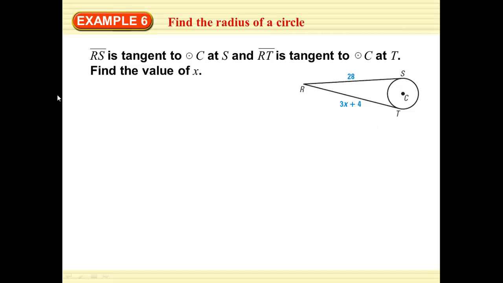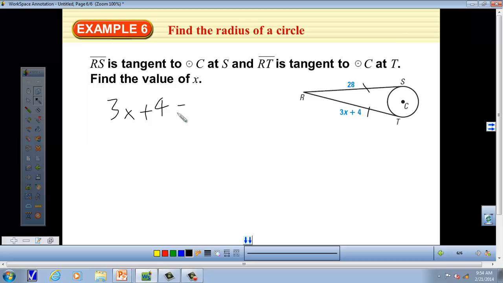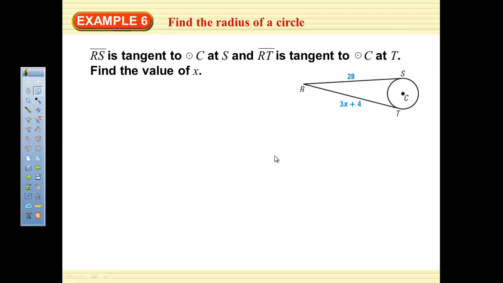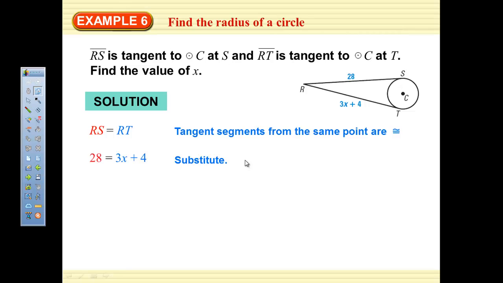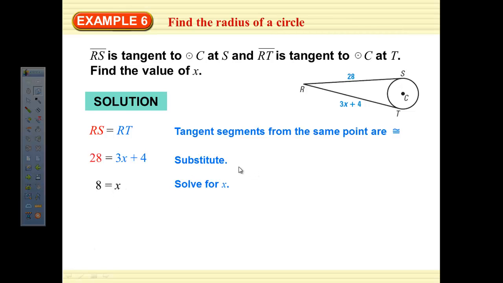There's another property that you should have learned, that if we have two tangent segments that meet at one point, then we know that these two legs are equal. If we want to find the value of x, all we do is we say 3x plus 4 is equal to 28. Subtracting 4 from both sides, we end up with 3x is equal to 21. Dividing both sides by 3, we get x is equal to 7. So again, showing it to you, we set those equal to each other, and we solve. Oops, sorry, went too fast. So x is equal to 8 there.